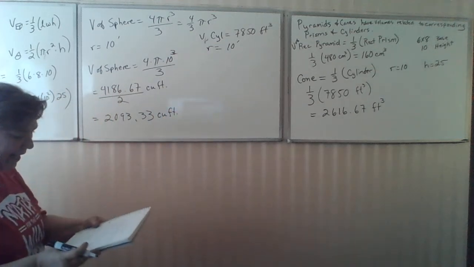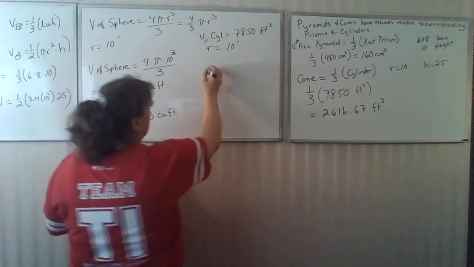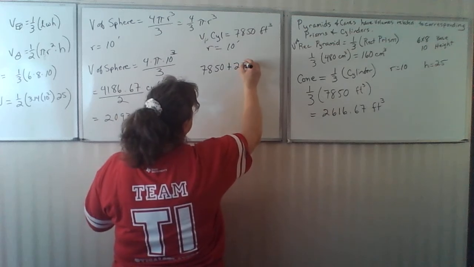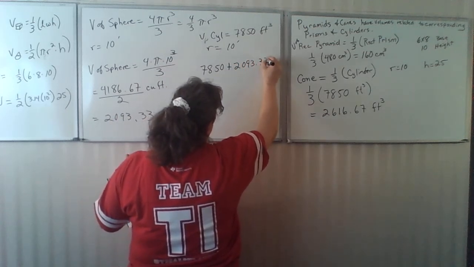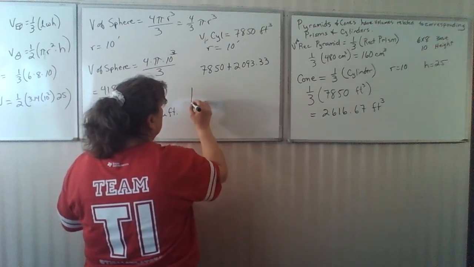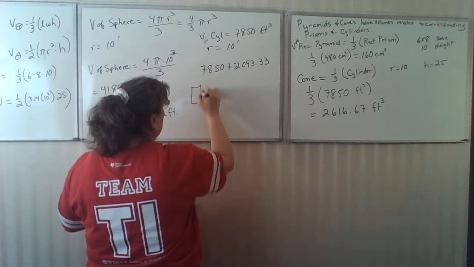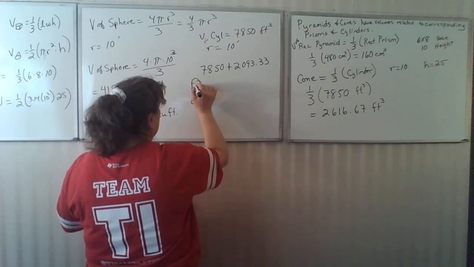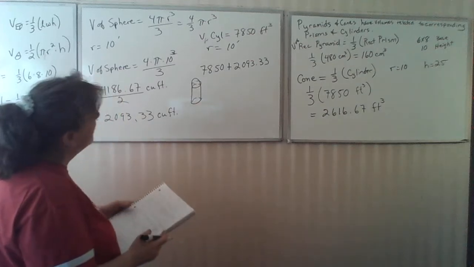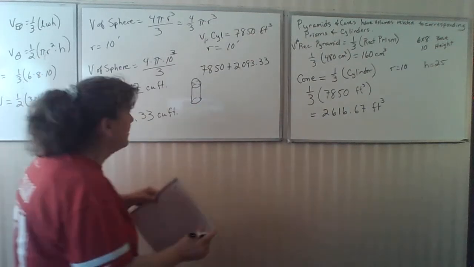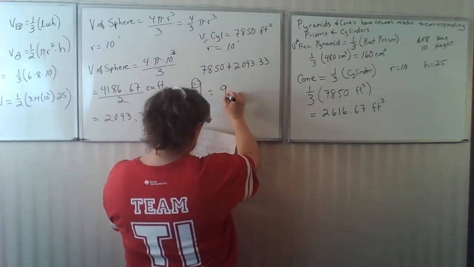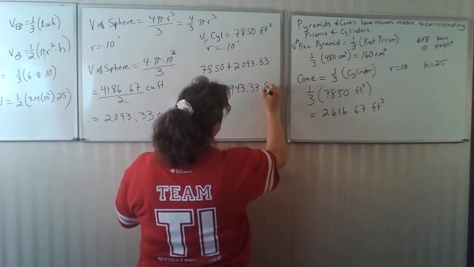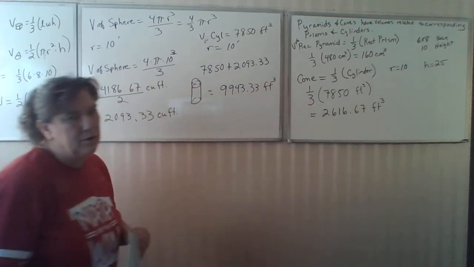Now we're going to add those two together. So you're going to have your cylinder plus your sphere, and that is going to give me my silo. Okay, so I've got my silo, and my silo is going to have 9,943.33 cubic feet of grain can go in that silo.